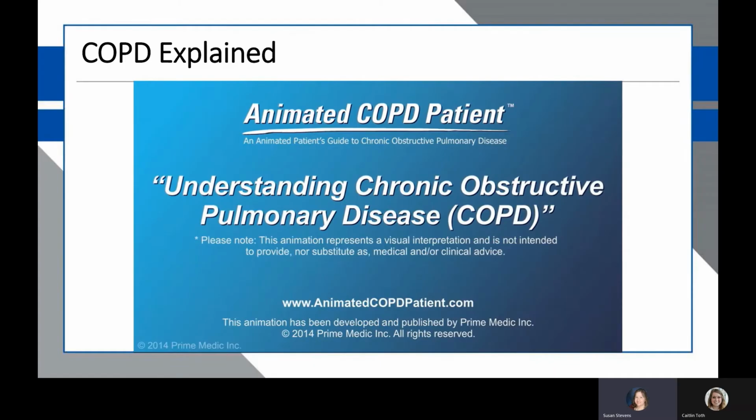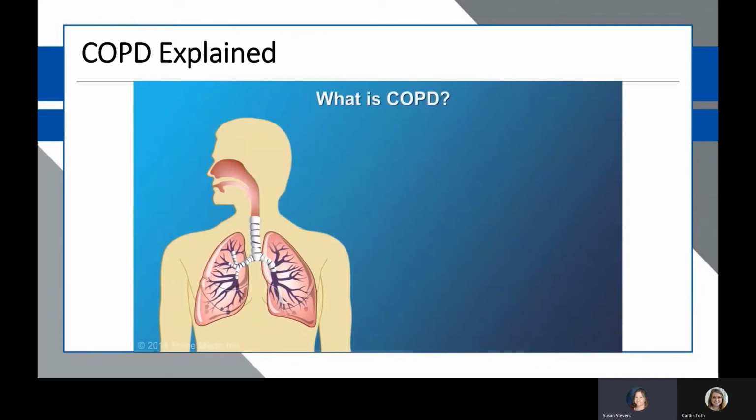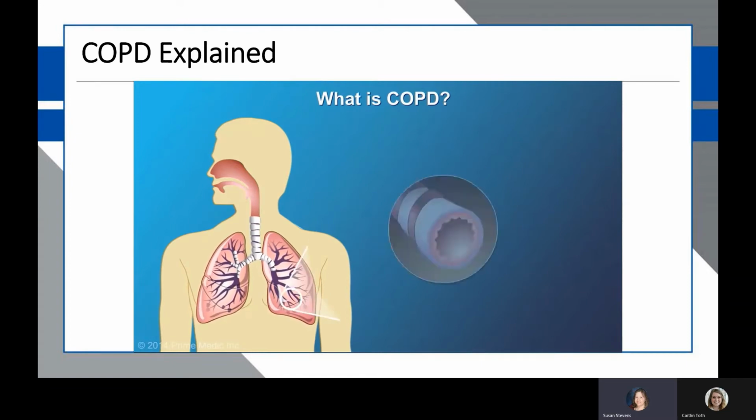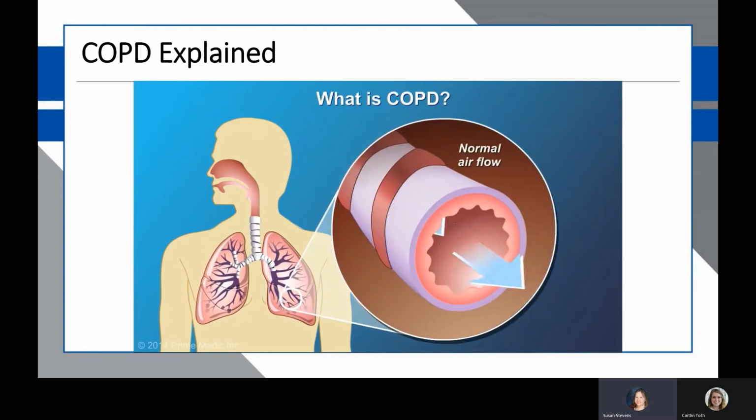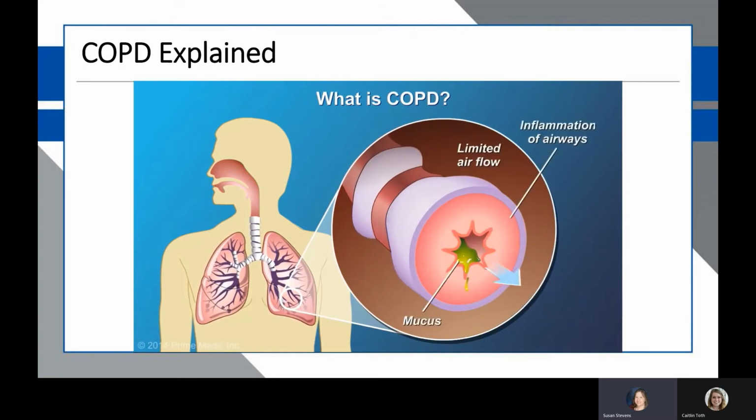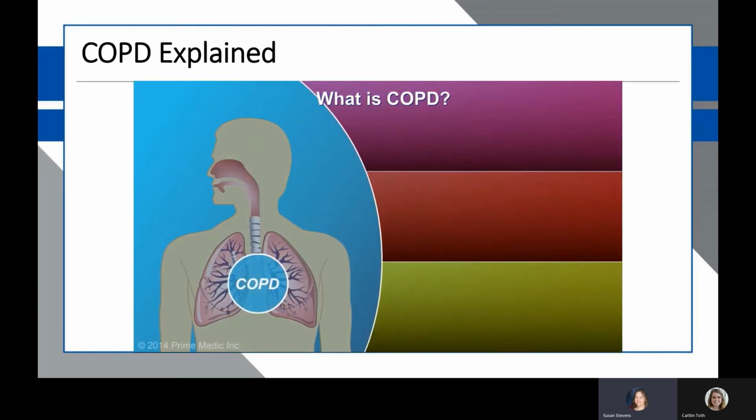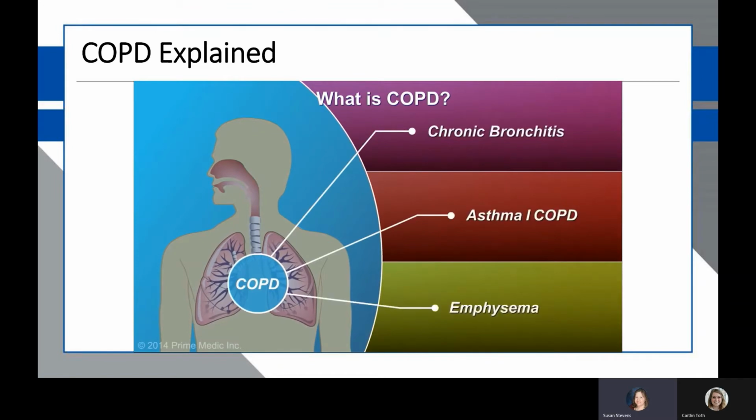Understanding chronic obstructive pulmonary disease, COPD. Chronic obstructive pulmonary disease, or COPD, is a lung disease that makes it difficult to breathe. COPD is a long-term disease that often gets worse over time and is characterized by inflammation and severe limitation of airflow in and out of the lungs. COPD is an umbrella term used to describe a group of breathing conditions, the most common being chronic bronchitis and emphysema. Many people living with COPD may have both emphysema and chronic bronchitis.